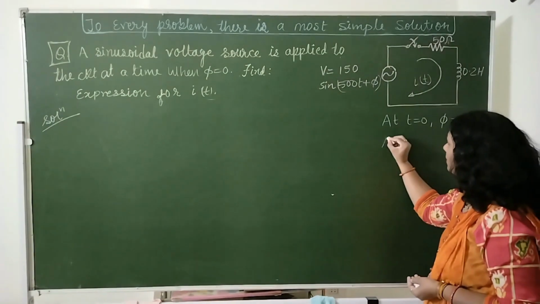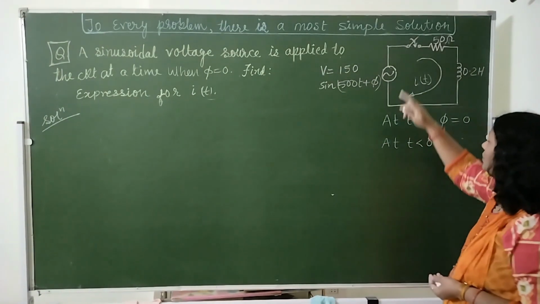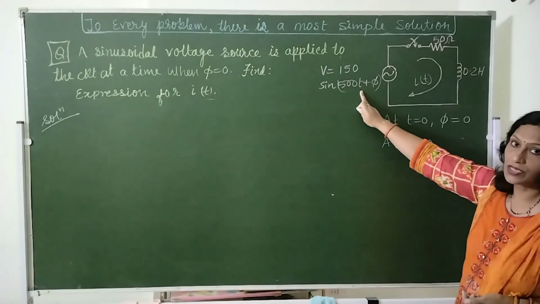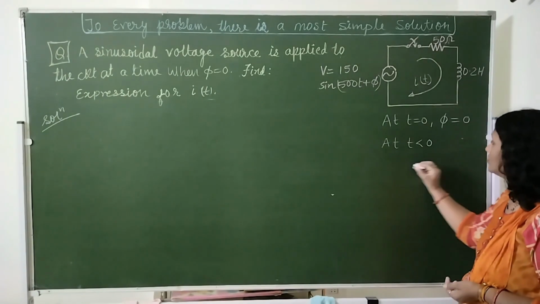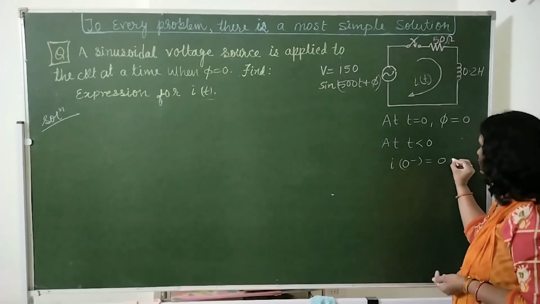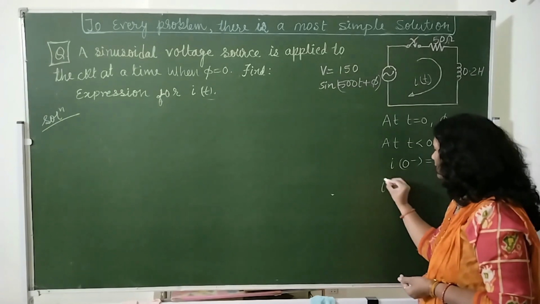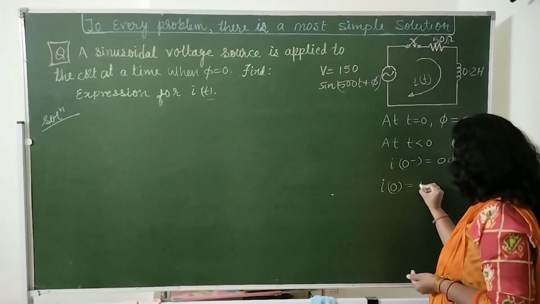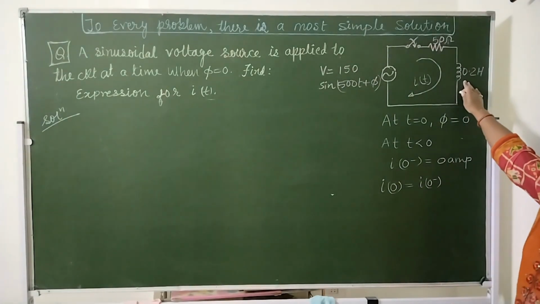So first we will find what happens at t less than 0. What is the status of the circuit? This signal is not applied to the circuit and this will behave as an open circuit. So no current will flow at time t equals 0 minus, and the same current will be flowing there because of the status of this inductor.